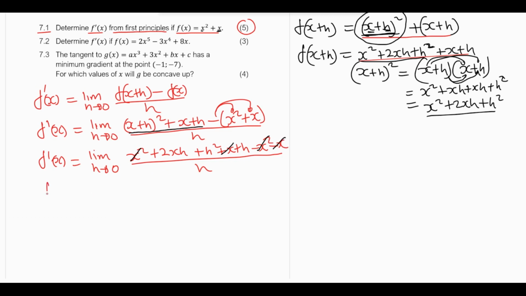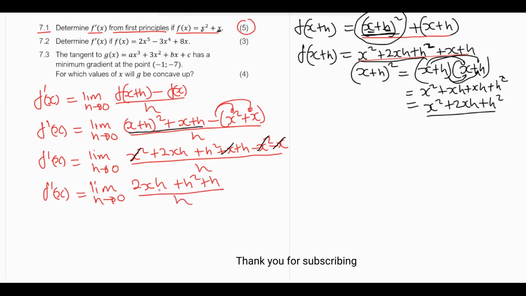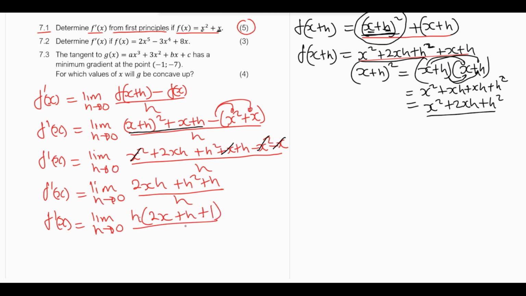So we remain with f prime x is equal to lim h approaching 0. Then we have 2xh plus h squared plus h divided by h. If you check the numerator there, we can factor out h. So it becomes f prime x is equal to lim h approaching 0, then h times (2x plus h plus 1), over h. h squared divided by h is h, then h divided by h is 1. So we remain with that over h. And then h divided by h is 1.